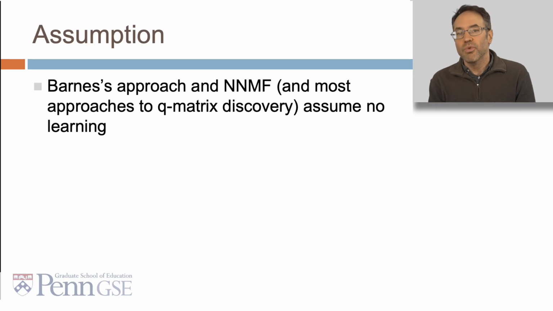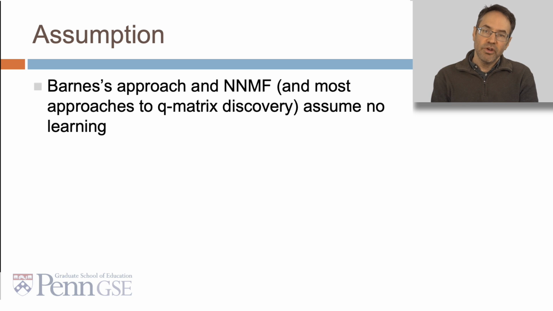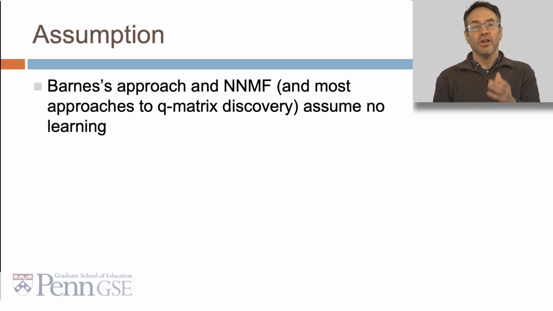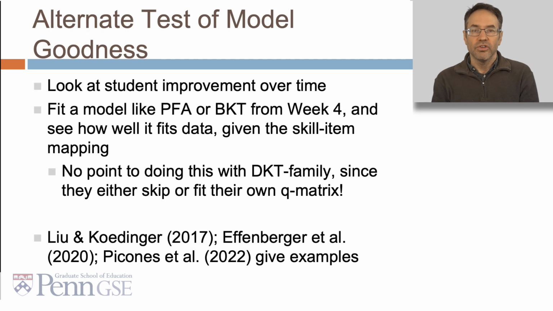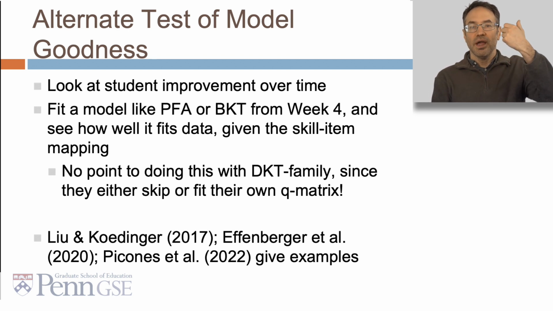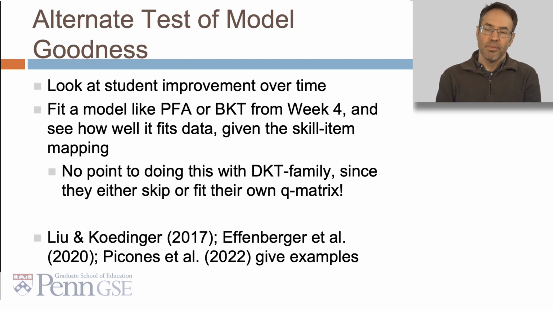So one thing that's worth worrying about, by the way, is that Barnes' approach and non-negative matrix factorization, and let's be frank, most approaches to Q matrix discovery assume no learning. An alternate way to do this is to look at student improvement over time. You fit a model like PFA or BKT from week 4, and you see how well it fits the data given the skill item mapping.